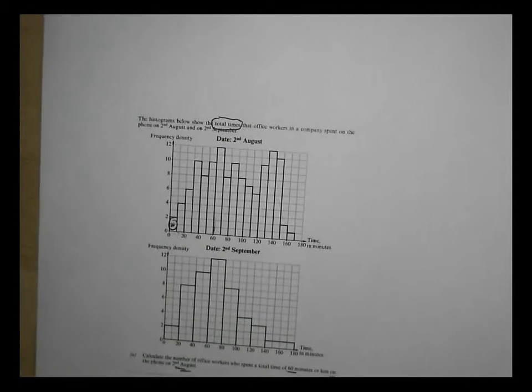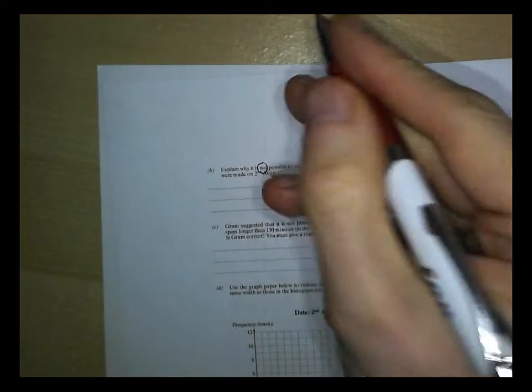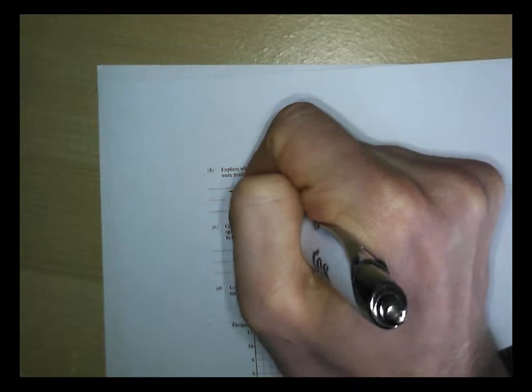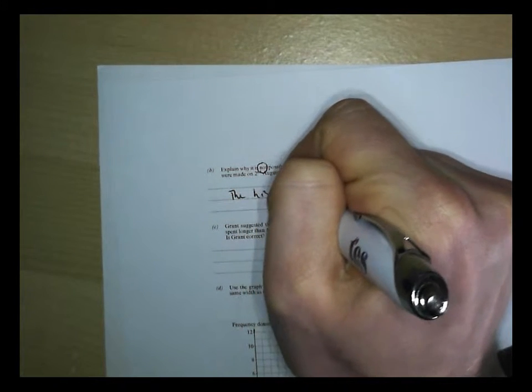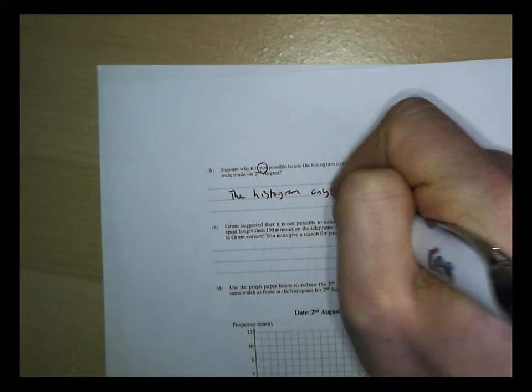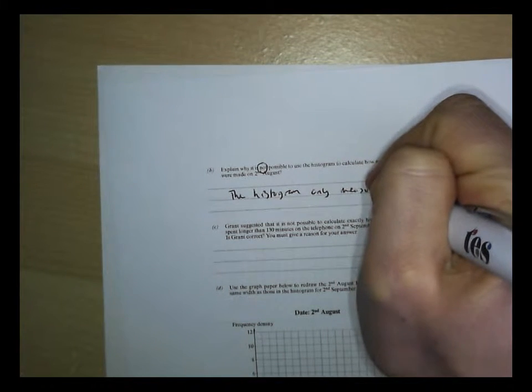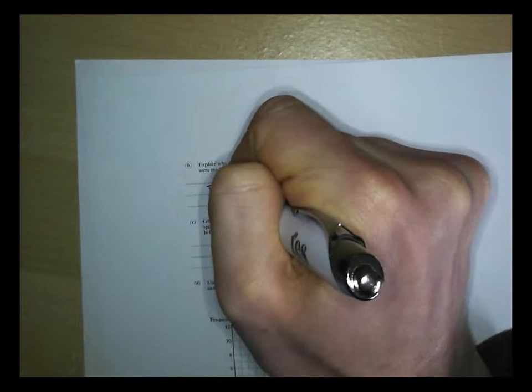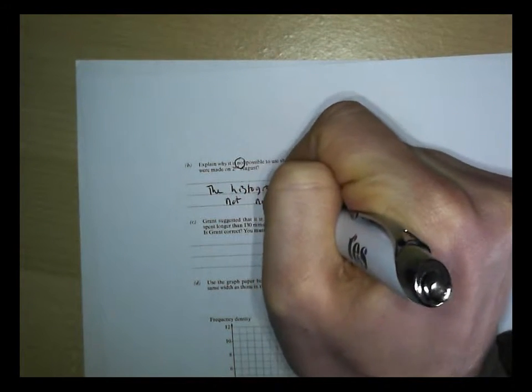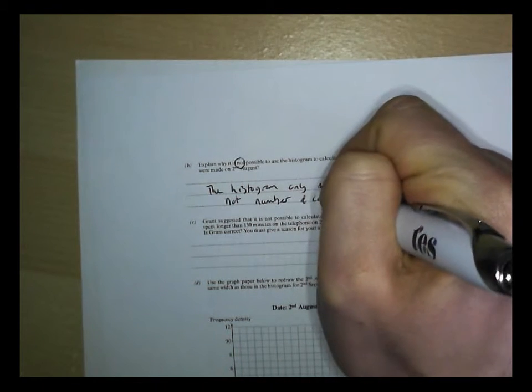You could spend 10 minutes on the phone and make 4 calls, or 10 minutes on the phone just on 1 call. So the answer to this one, where it says explain why it is not possible to use the histogram to calculate how many telephone calls, is the histogram only measures time, not number of calls. My writing's getting worse every video here. Please write neater on yours.